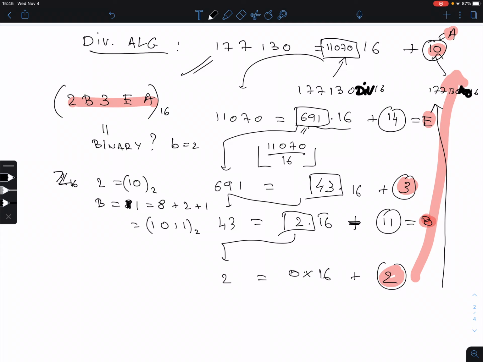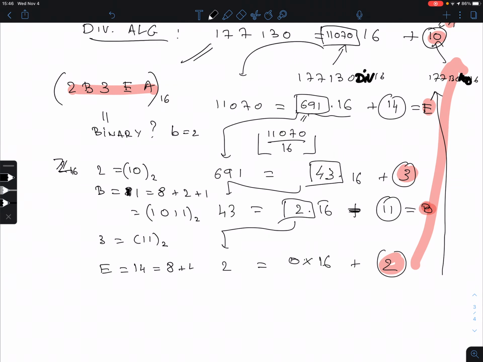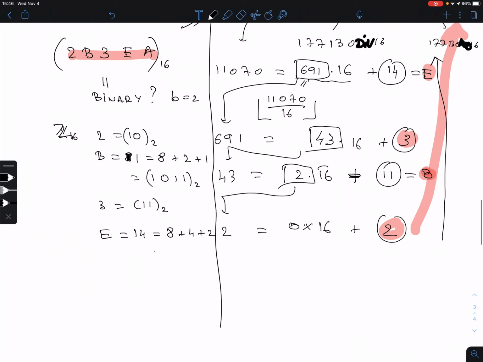Do you see why there's a 0 there? Because there's no power of 4, right? Be careful. Just because it's not there, that means there has to be a 0 there. Be very careful with that. So in binary, this is the binary for 2. What's the binary for 3? Well, 1, 1, right? What's the binary for E? Well, E is 14, which in binary is 8 plus 4 plus 2, which therefore is 1, 1, 1, 0.